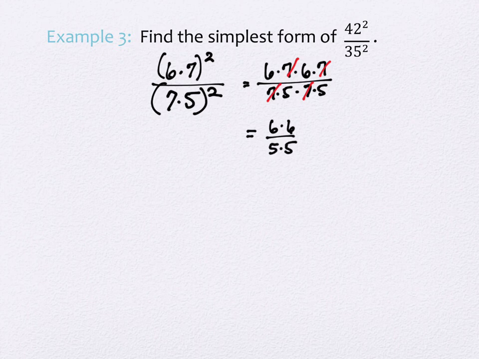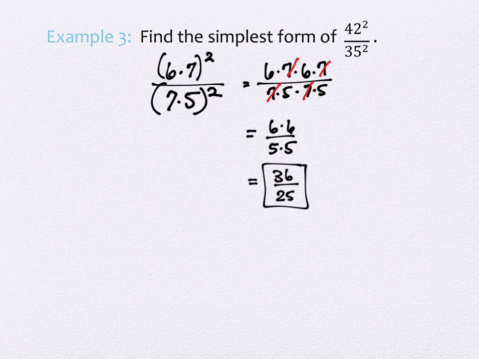Now, will that reduce any? No, because 5's prime. 5 doesn't divide by anything but itself and 1. And 6 doesn't divide by 5, right? Not evenly, not in whole numbers. So our final answer would simply be the multiplication of those two pieces with one another. So 36 over 25.